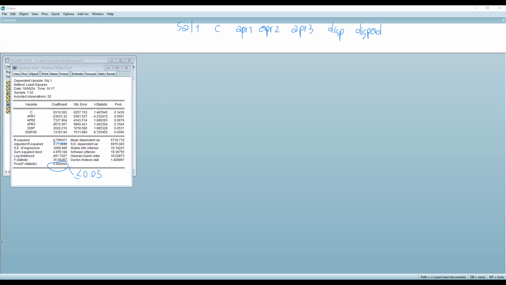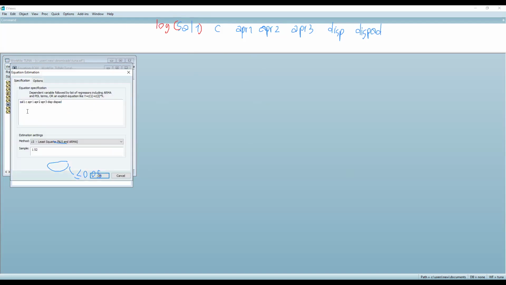Oh, sorry. Please add, because this one is the log linear exercise, so you have to add log salary. Sorry, my bad. Okay, our log sales. Okay, become better.